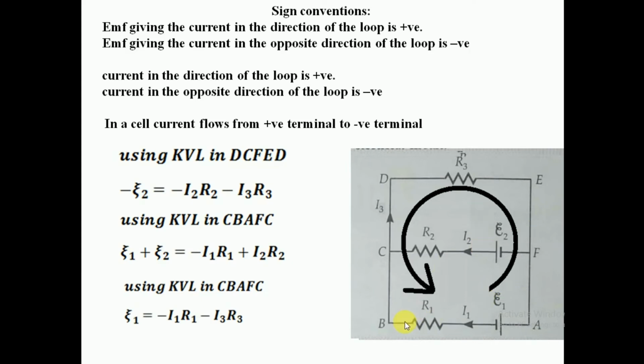Now I'll start from here. So R1 is the resistance and I1 is the current. But this current is flowing in the direction opposite to the loop, so I'll take this to be negative. And now I have another resistance R3 and current I3 is flowing. So current is flowing towards the right and the loop is going towards the left, so this is negative. So EMF is positive and both the currents are negative, so E1 is equal to minus I1 R1 and minus I3 R3.